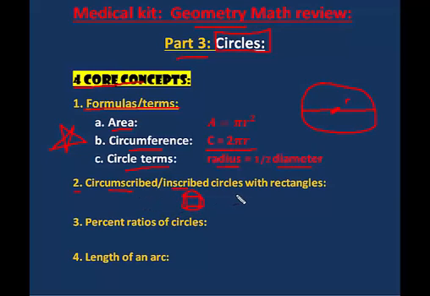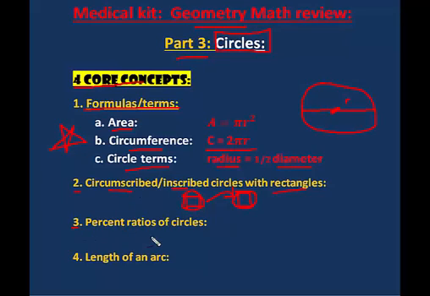Inscribed. So what they might do is they might give you a circle and tell you on the inside, go ahead and inscribe the largest rectangle that you can. It's the same thing. They're just going to switch them around.